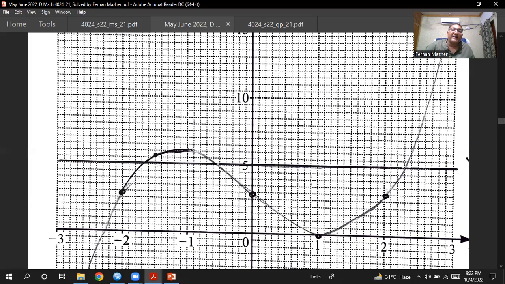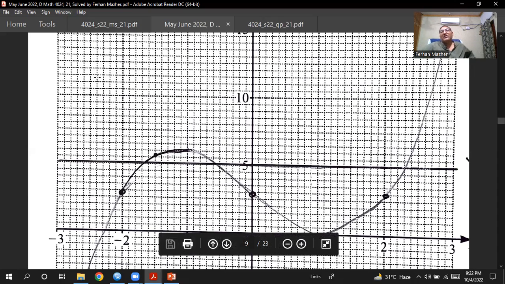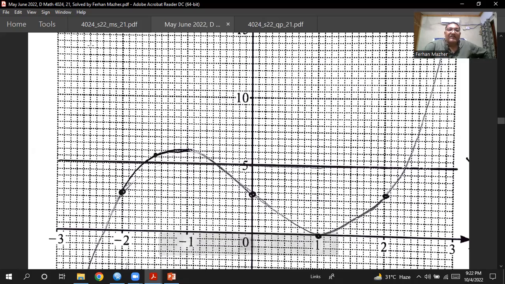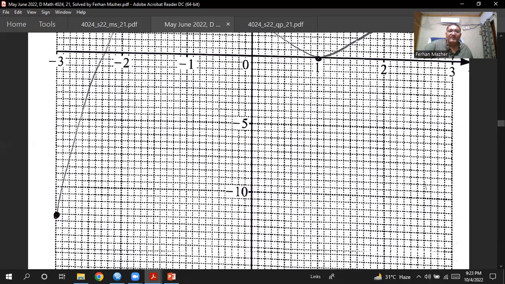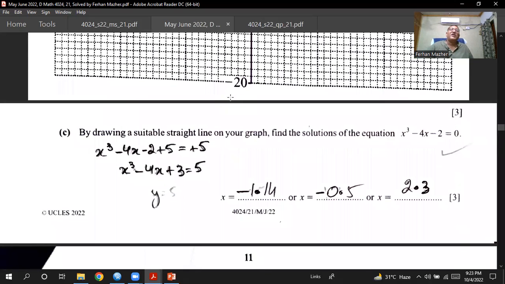And you can see it cuts the main graph at 3 places. So at these 3 places, at the points of intersection, I will check what is the value of x at that point of intersection. And that will be my solution. So this value will be something like minus 1.6 something, this value will be maybe minus 0.6, and this value will be 2.3. Yeah, so let me show you here. One value is minus 1.14, the other value is minus 0.5, and the other value is 2.3.